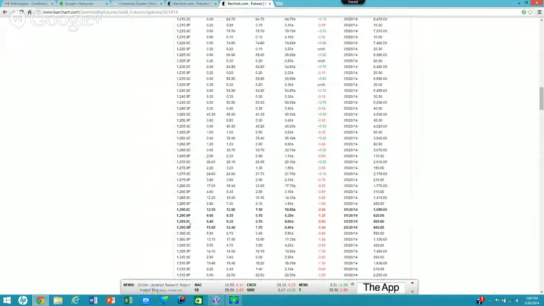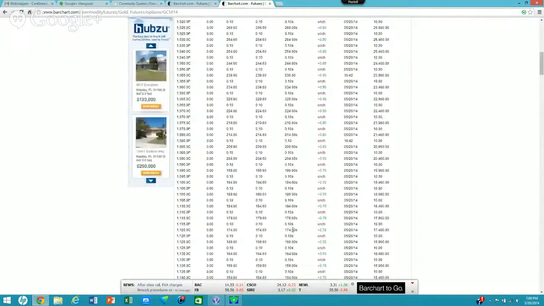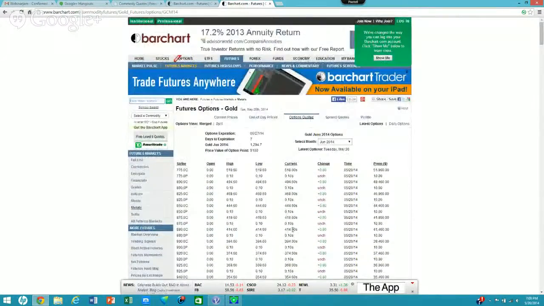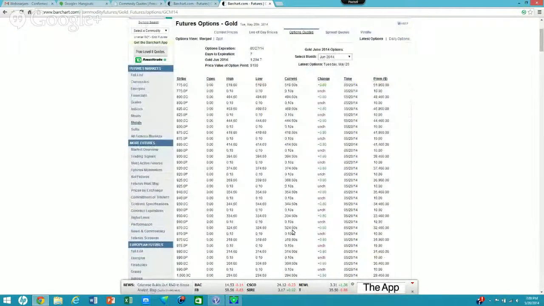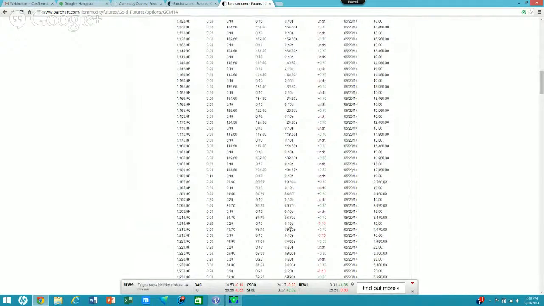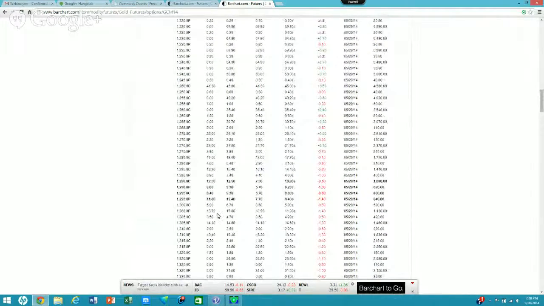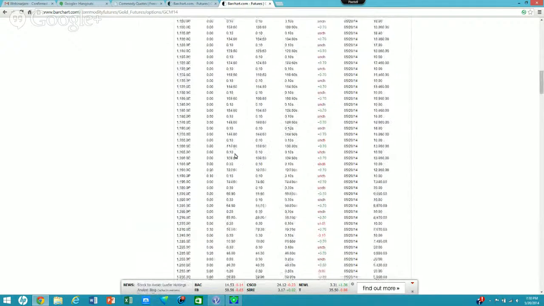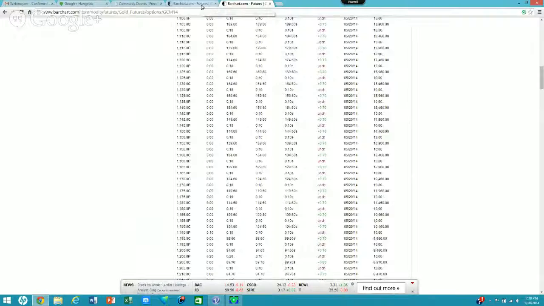Look at the 1295 put here, and it's settled at $8.40. That's $840 for an at-the-money put. That is expensive. Let me go back to 1295. So now how far down? Okay, the 1295 put, $8.40. That's $840.